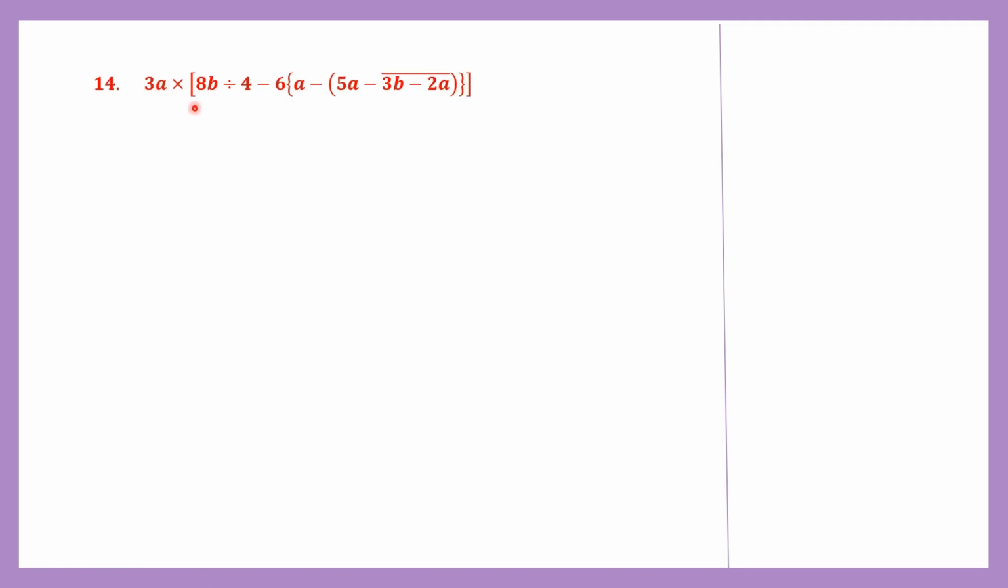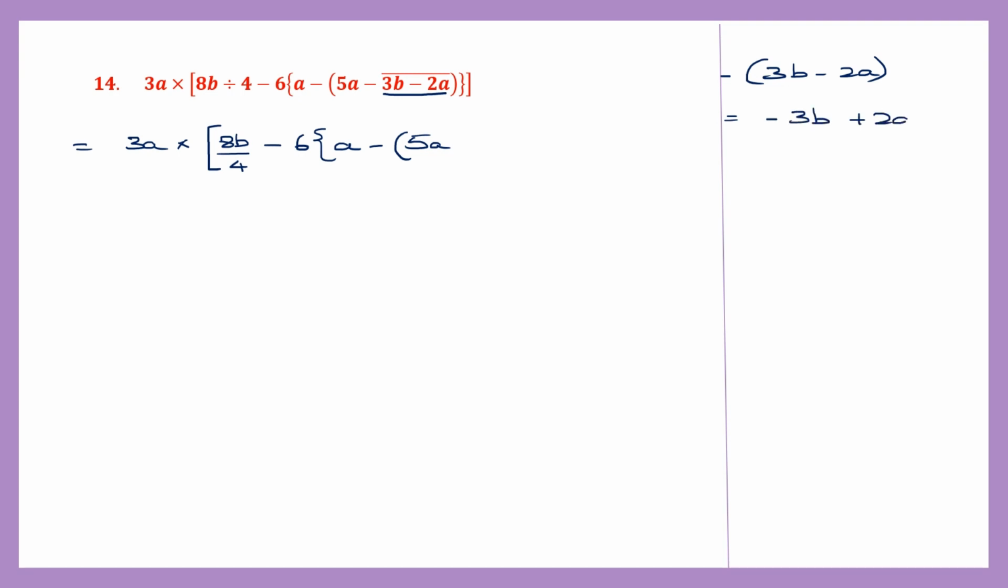Question 14. Here we have the square bracket, the curly bracket, parenthesis and the bar bracket. So let's work on the bar bracket first. That is 3b minus 2a. So this is 3a into 8b divided by 4 minus 6, and then curly brackets, a minus. Now here we have 5a. And under the bar bracket we have 3b minus 2a. Now this you can't do anything because they're unlike terms. But before that we have a minus sign. So this becomes minus 3b plus 2a.